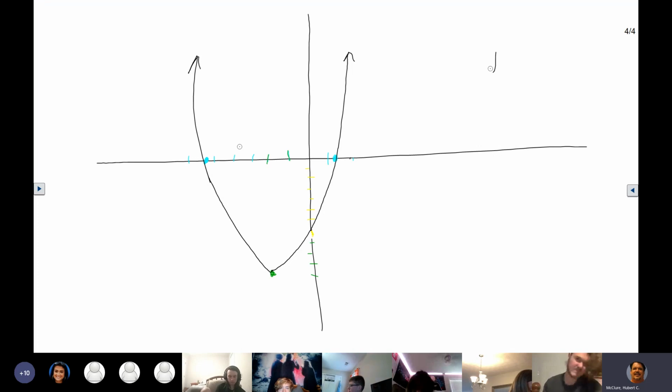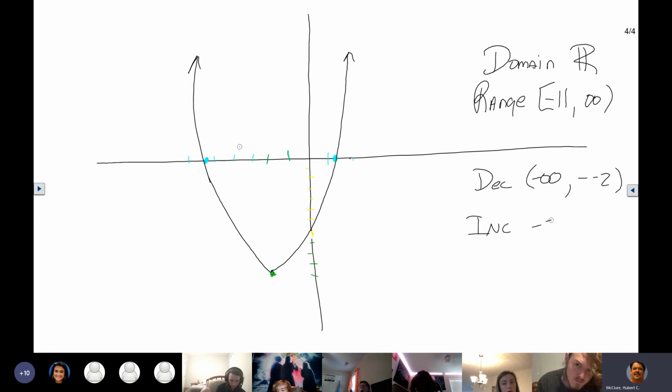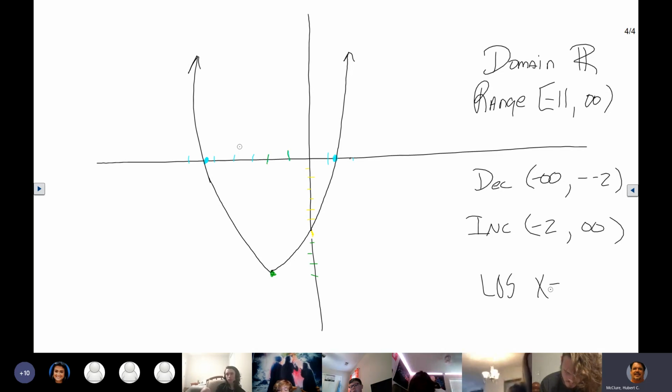The domain is all real numbers, since it's an x squared. The range is from -11 to infinity, decreasing from -infinity to -2, and increasing from -2 to infinity. And the line of symmetry is x is equal to -2. And that's what I'm going to ask you to do on the test. That's a 1 on the scale from 1 to 10, the difficulty level of 1.